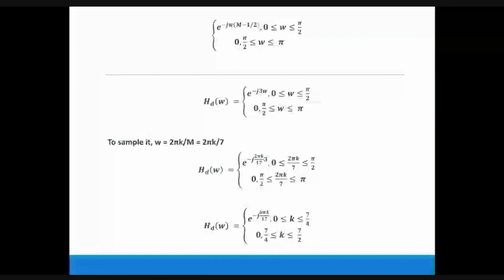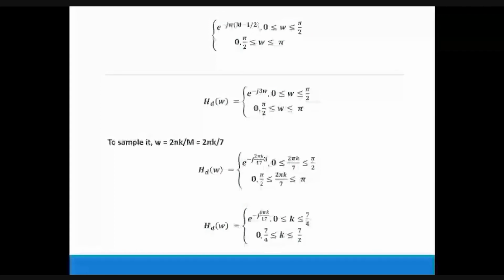Okay, so this is the second part. H_D of omega is e raised to minus j 3 omega for 0 to pi by 2, and 0 from pi by 2 to pi. Now you have to apply omega equal to 2 pi k by M, so 2 pi k by 7. In the bracket we have written e raised to minus j 2 pi k 3 by 17, but it is not 17; you have to take the value 7, so 2 pi k 3 by 7. So your final answer for H of k is e raised to minus j 6 pi k by 7 for 0 to 7 by 4, and 0 for the values of k from 7 by 4 to 7 by 2. So your limits are the same as you calculated in the previous one.